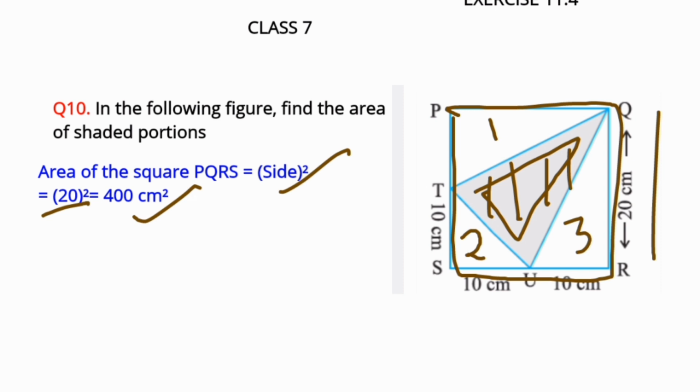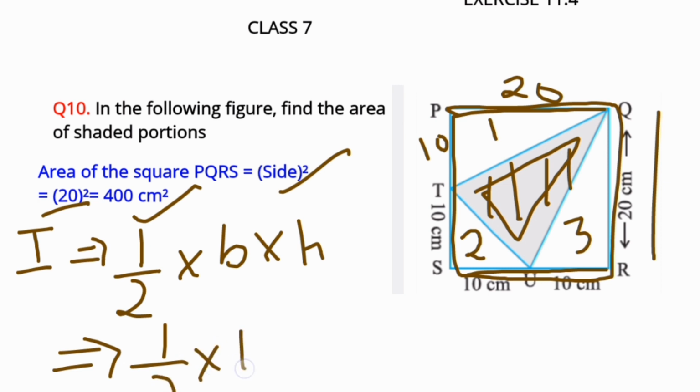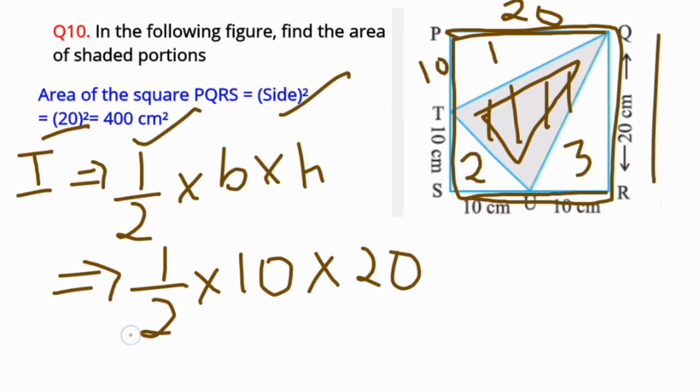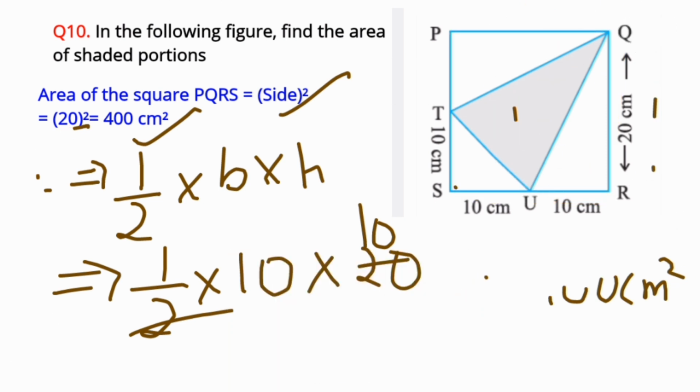Now we'll calculate the area of the first triangle. So area of the first triangle is equal to half into base into height. So here its base will be 10 and height will be 20, because here it is 10 and 10, and the sides of a square are equal, so 20. So we'll put the values: 1 upon 2 into 10 into 20. So 2 tens are 20, which means 10 tens are 100. So 100 centimeter square is the area of the first triangle. So this area is 100 centimeter square.